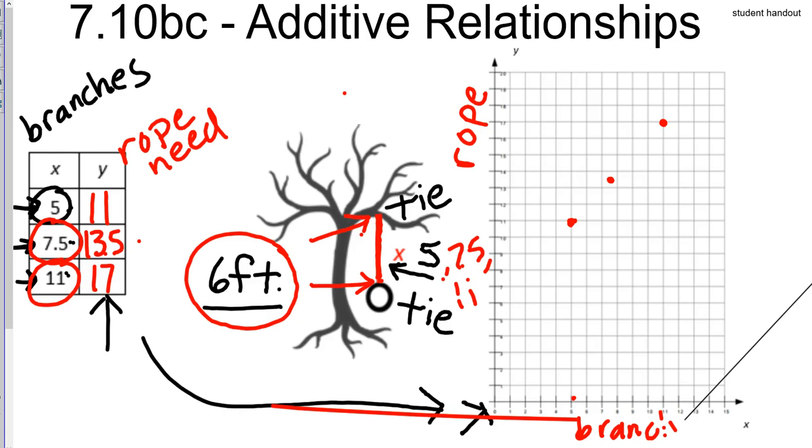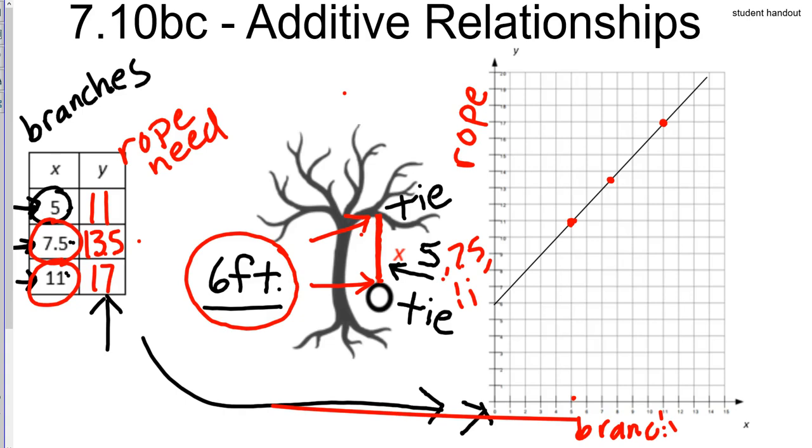So now that I have my coordinates, I'm going to go ahead and make a straight line between my coordinates, just like I did yesterday when I was finding my slope. So if I connect those points with a line, I've now graphed the function. Okay, I've graphed the situation. It's a straight line because for 5 feet we have 11, for 7.5 feet we have 13.5, and for 11 feet we have 17.